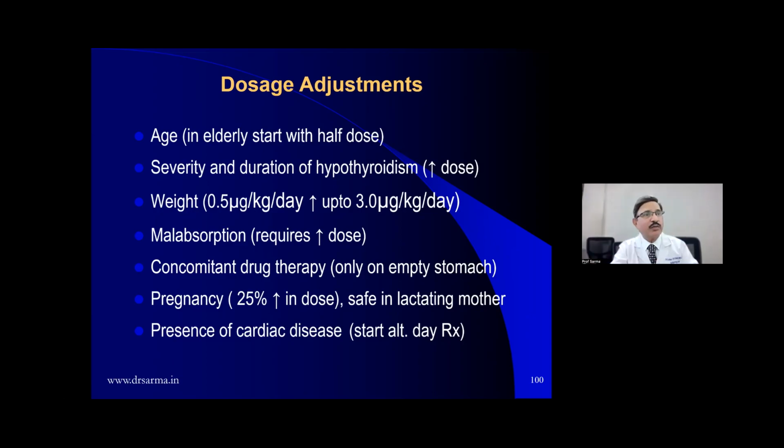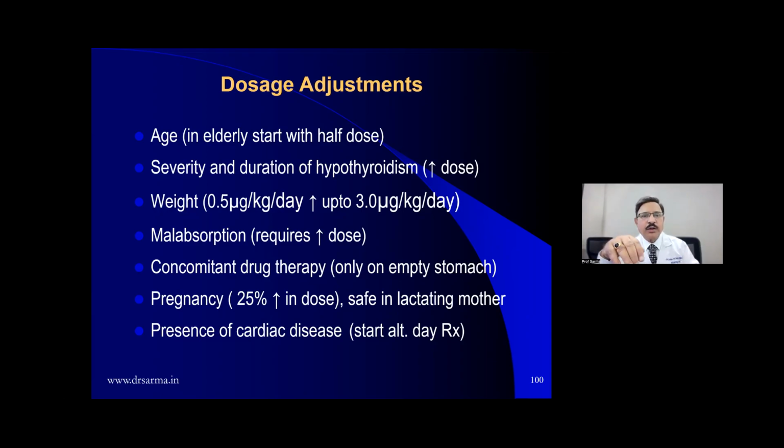Whereas hyperthyroidism can produce atrial fibrillation, congestive cardiac failure, thyroid storm, myocardial problems. It has to be immediately addressed. Your time is there in your hand. So you don't have to hurry, start low and go half dose. Depending on the severity and duration of hypothyroidism, you increase the dose.